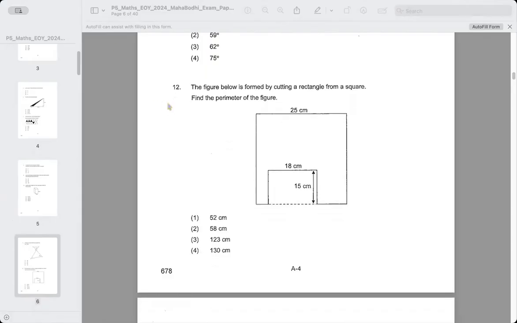Question 12. The figure below is formed by cutting a rectangle from a square. Find the perimeter of the figure. So your rectangle is this one, and then your square is the whole big one.